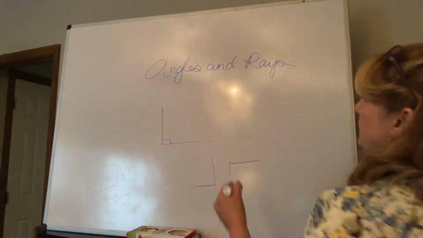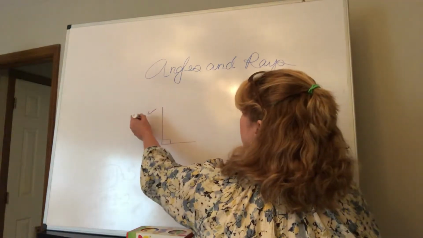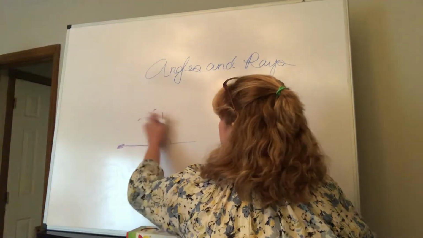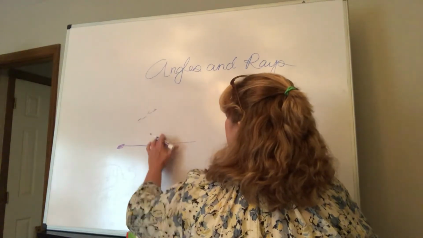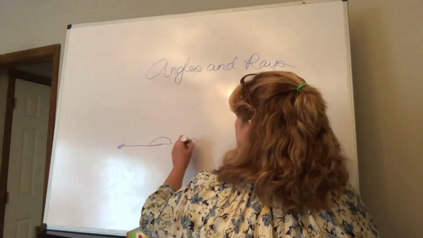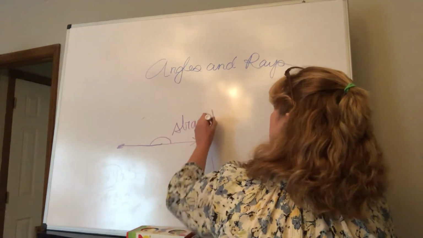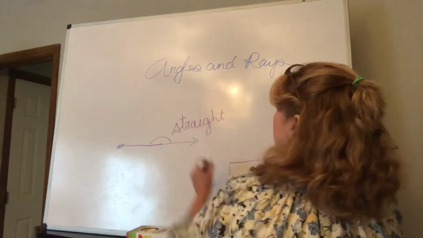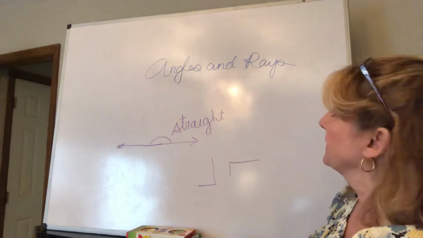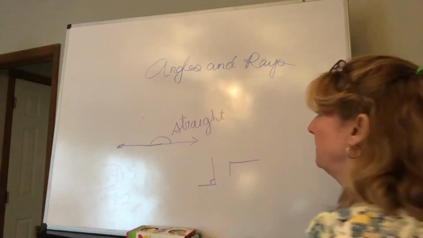Now there's other types of angles. If I take this right angle and I go this way with it and I lay it down flat, I no longer have a right angle. I have a straight angle. Okay? So your straight angle looks like a straight line. Your right angle looks like some type of L.